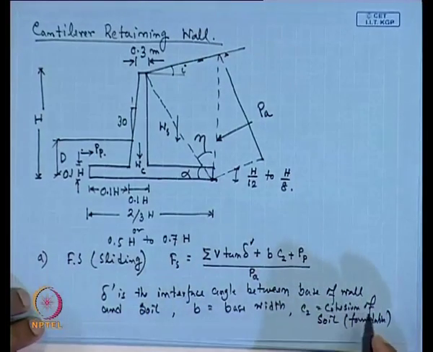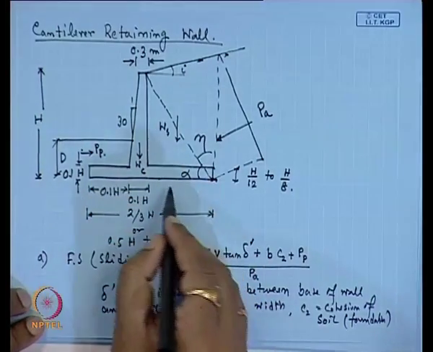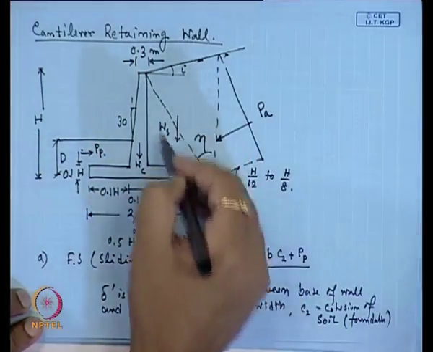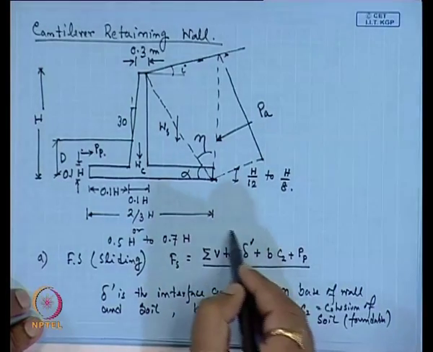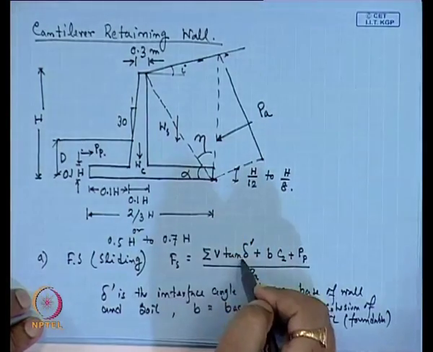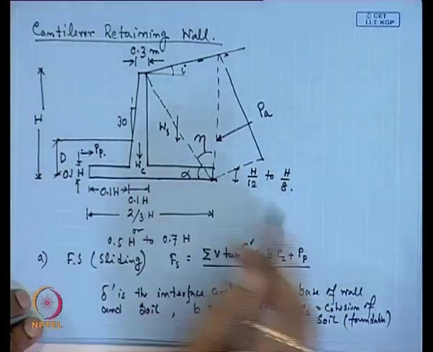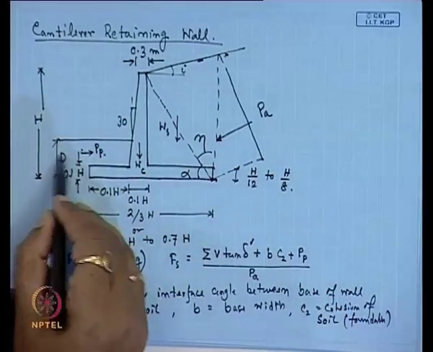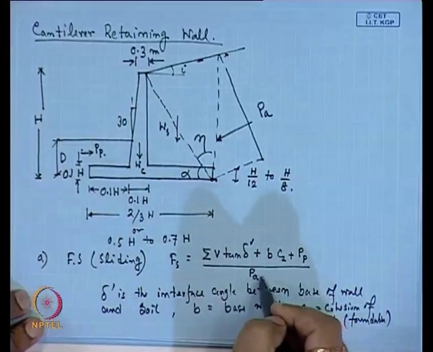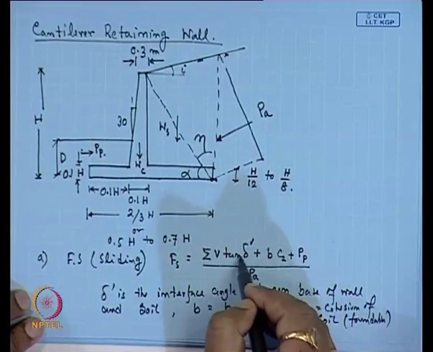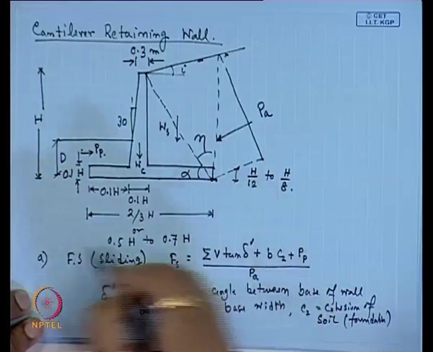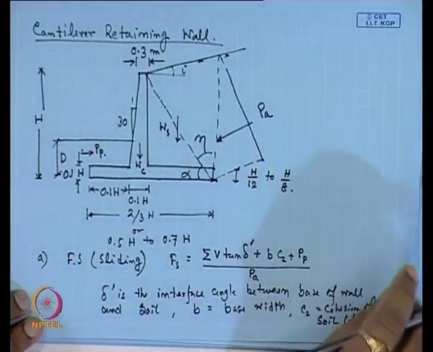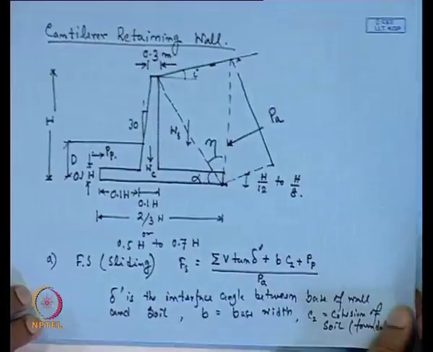So, there are two types of soil. One is the foundation soil, where the retaining wall is resting, and the other is the backfill soil. So, C 2 is the cohesion of the foundation soil. That means the summation of all the vertical forces into the friction angle, plus B into C 2, plus P p, divided by P a. So, this is the sliding check that we can consider for this type of analysis.